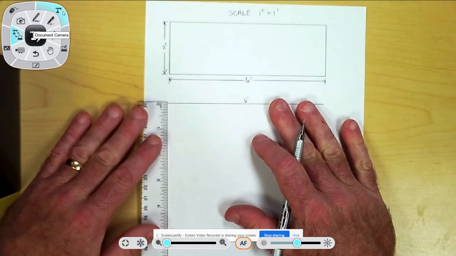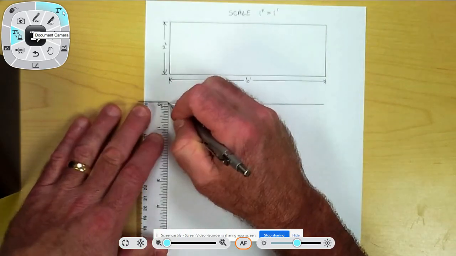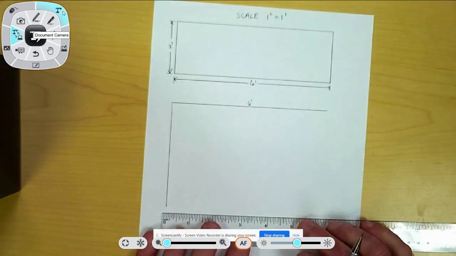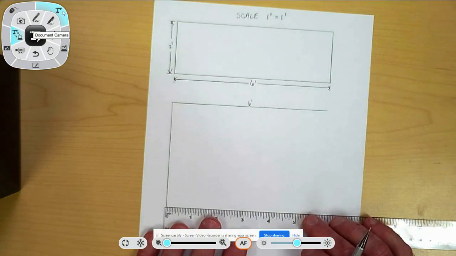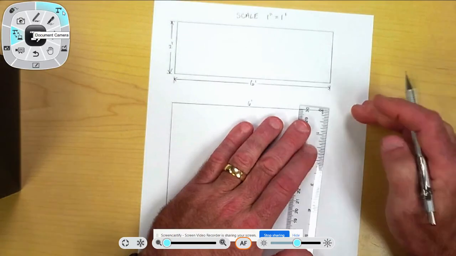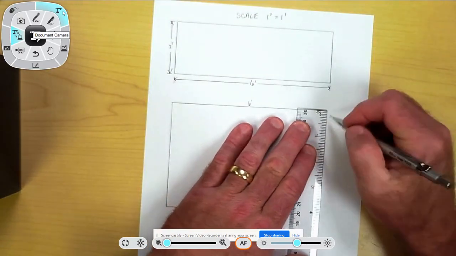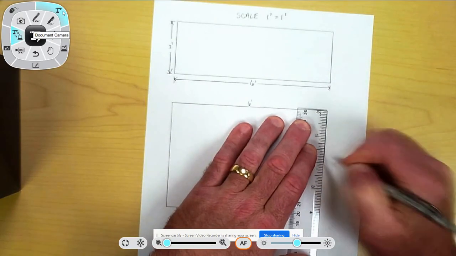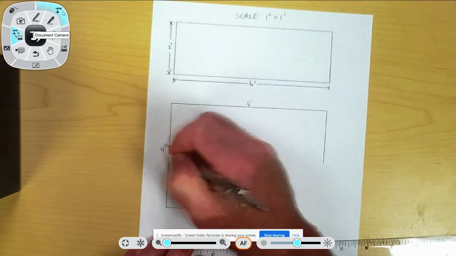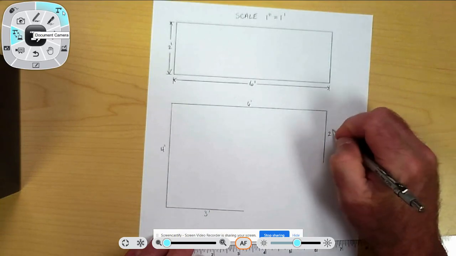And let's take the side. Again, try to be as perpendicular to your other lines as possible. Let's do the side at 4 feet. The bottom, let's go 3 feet. And then this side, line it up nice and perpendicular. We're going to go 2 feet. Okay, so that's 6 feet here, 4 feet here, 3 feet here, and 2 feet here.